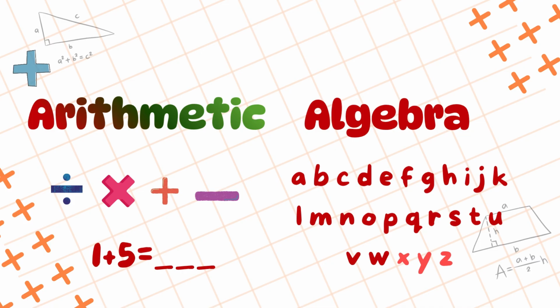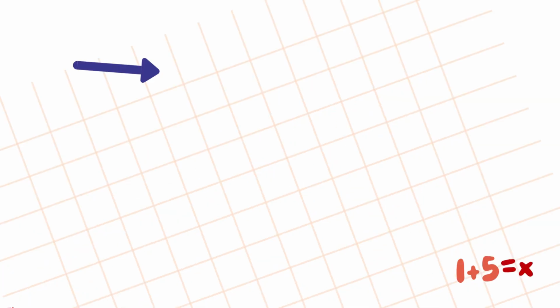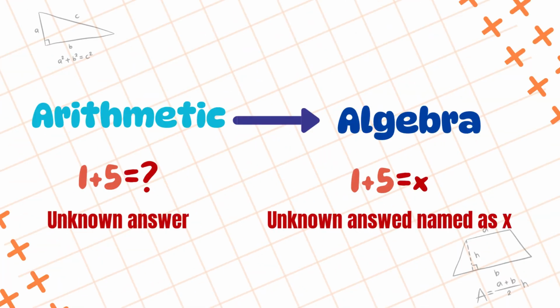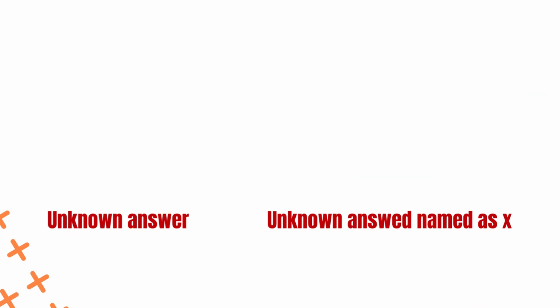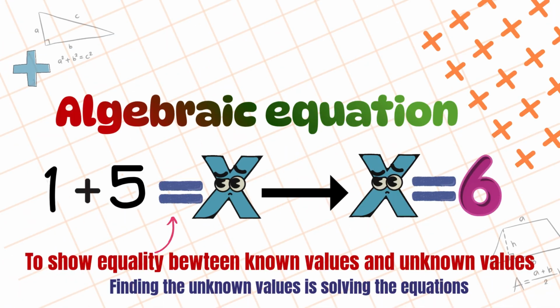It uses addition, subtraction, multiplication, and division, but instead of using only numbers, we also use letters to represent unknown values. For example, in arithmetic, you might ask, 1 plus 5 equals what? Here, what is unknown. In algebra, we replace that unknown with a letter, usually x, y, or z. So it becomes 1 plus 5 equals x. The equal sign here shows the equality between known and unknown values, which is called an algebraic equation.